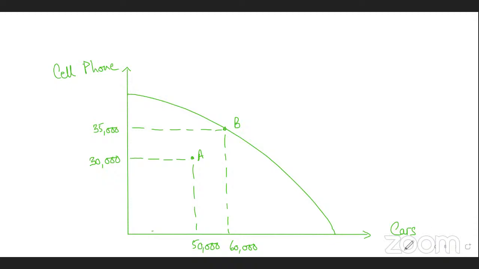Okay, Amna, please go ahead. What's your question? Sir, for productive efficiency, can we say that when AC is equal to MC, that is also productive efficiency? So do we have two graphs? That means one is the lowest point, and the other is when the MC graph meets the AC point.